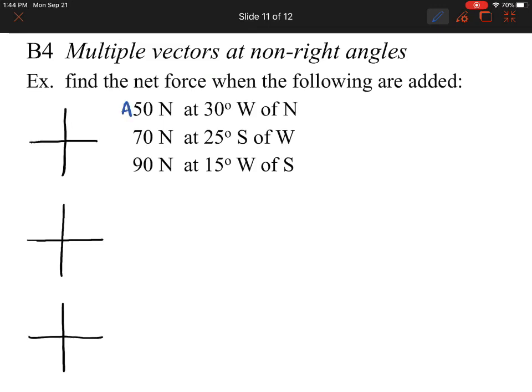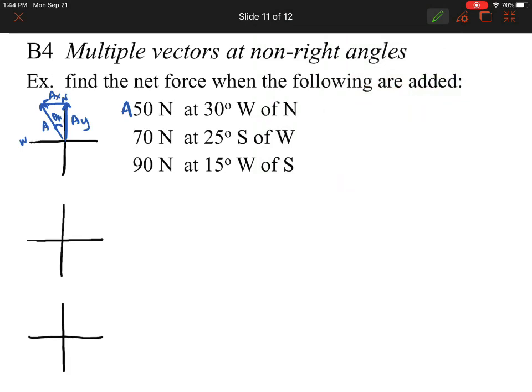So vector A, I'll call this guy A here, is 50 newtons at 30 degrees west of north. So that means you start north and you go west of there. Okay, so that's actually kind of like this, and that's that angle. I'm going to call that theta A, and this is vector A. And again, we want our x and y components. Our y component is going north, and our x component is going west. We know that because it's going west of north, right? So that needs to be made up of a north vector and a west vector.